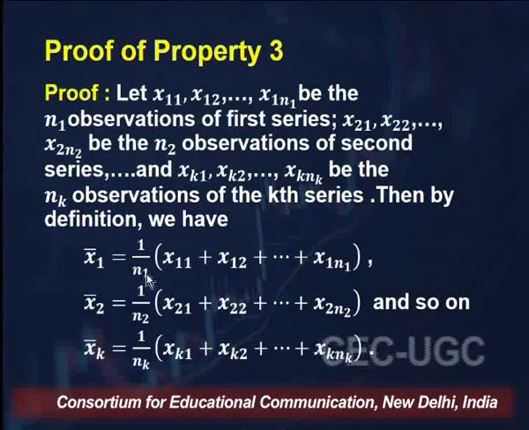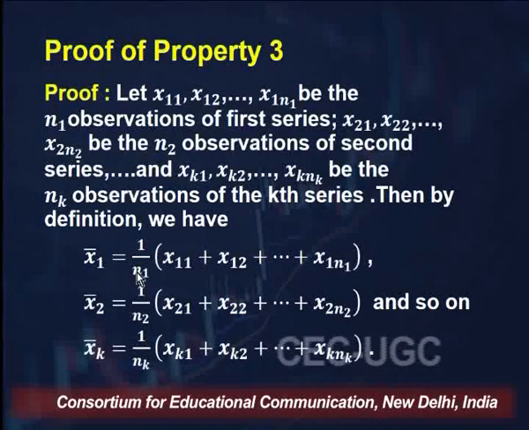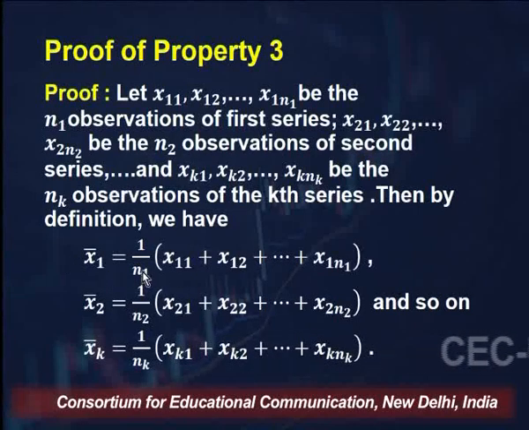So here I will just point out that this sum x11 plus x12 plus up to x1n1 can be written, taking n1 to the other side, as equal to n1 into x1 bar.